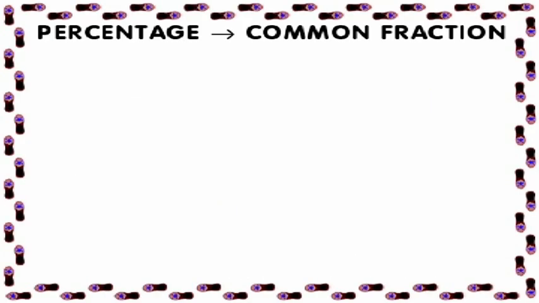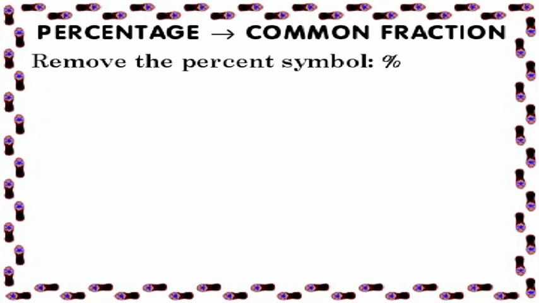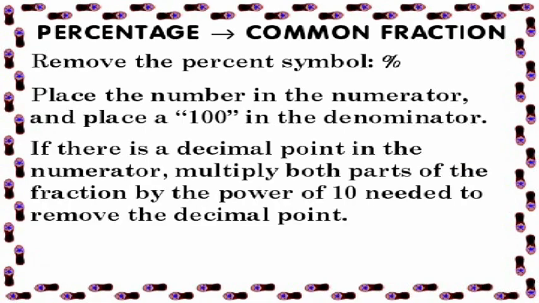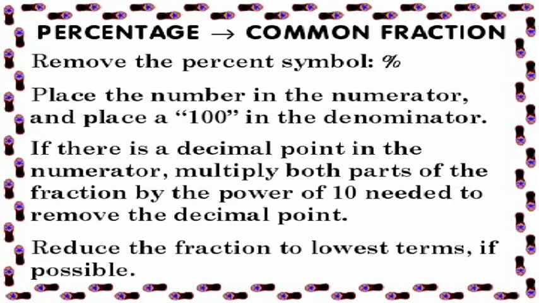Percentage to common fraction. Remove the percent symbol. Place the number in the numerator and place a 100 in the denominator. If there is a decimal point in the numerator, multiply both parts of the fraction by the power of 10 needed to remove the decimal point. Reduce the fraction to lowest terms if possible.